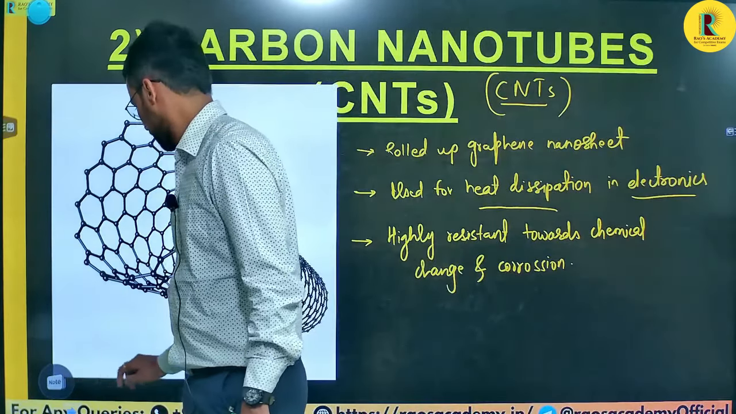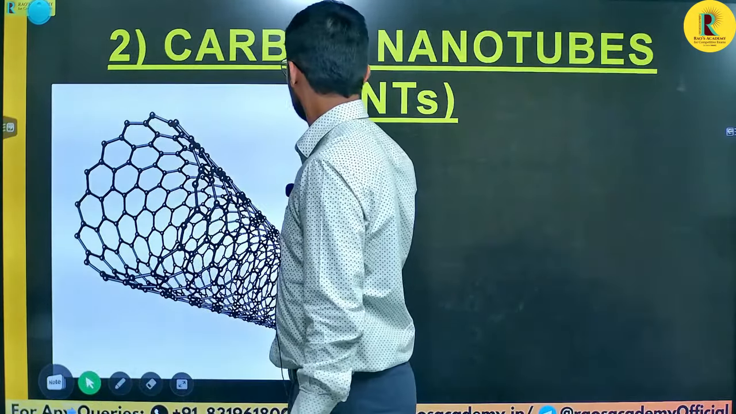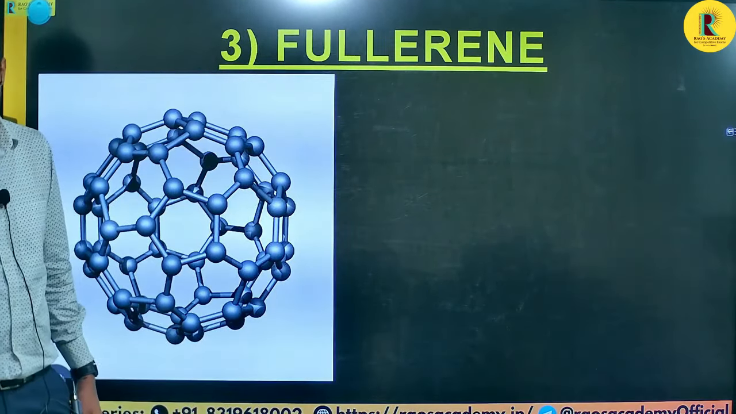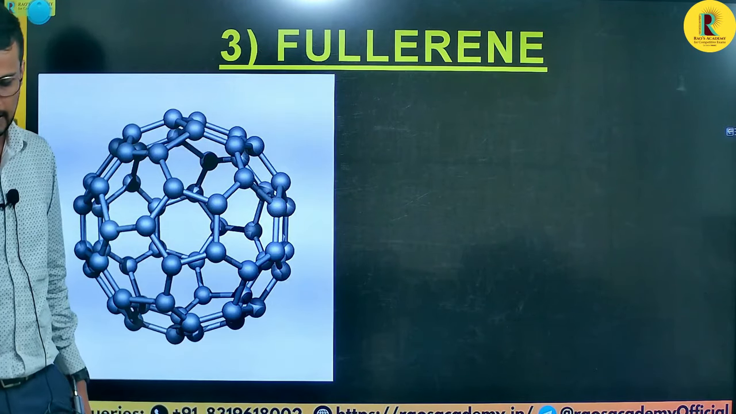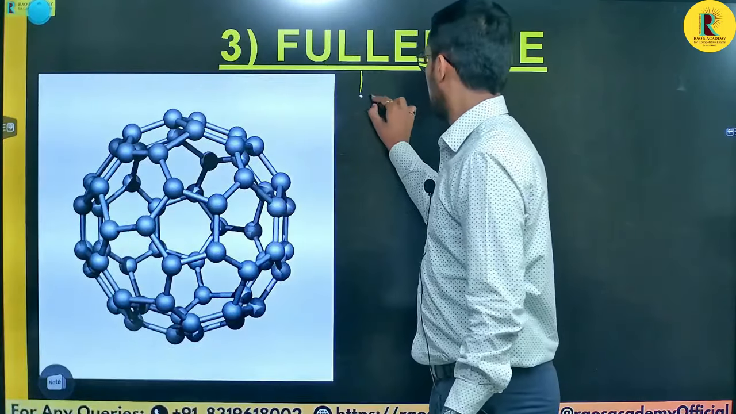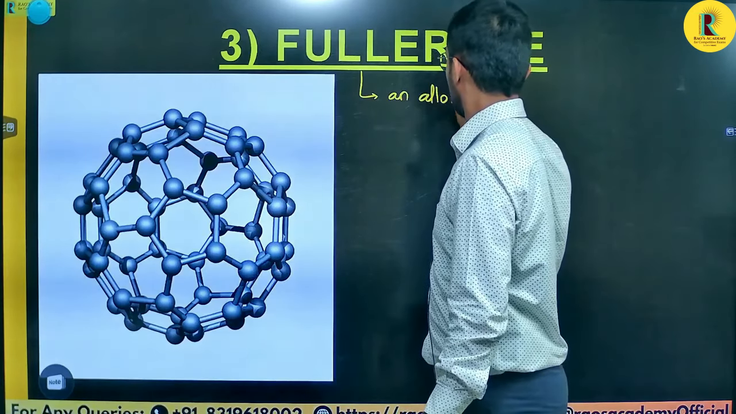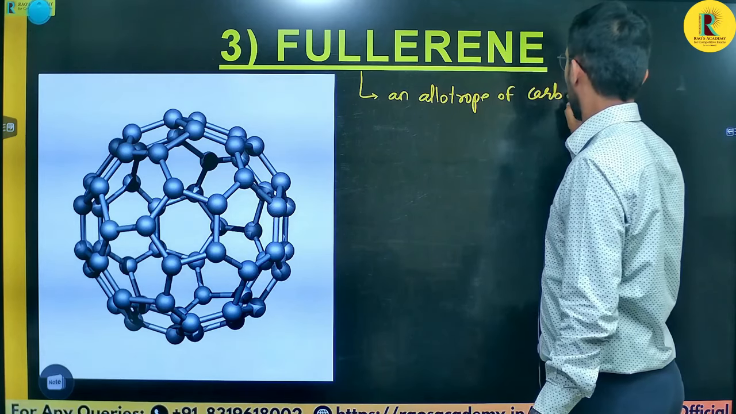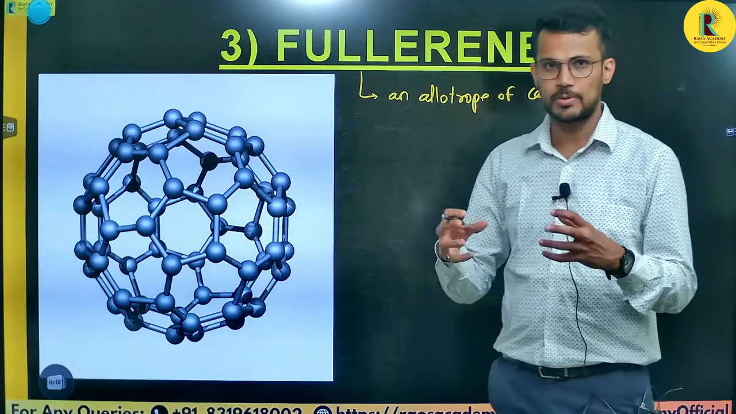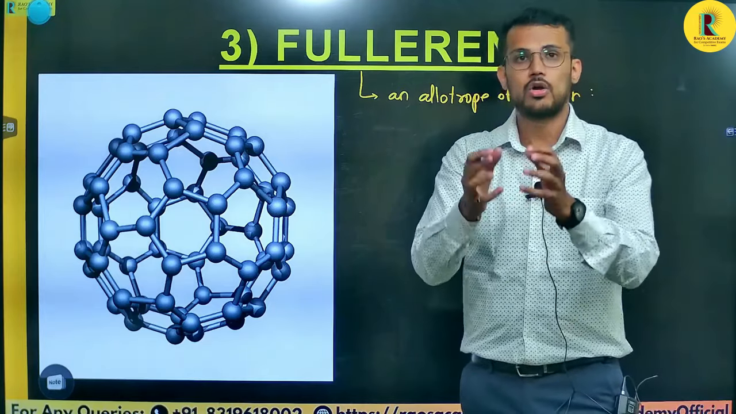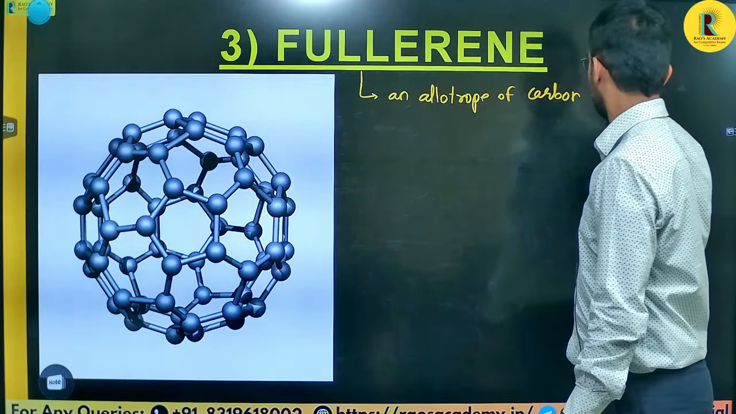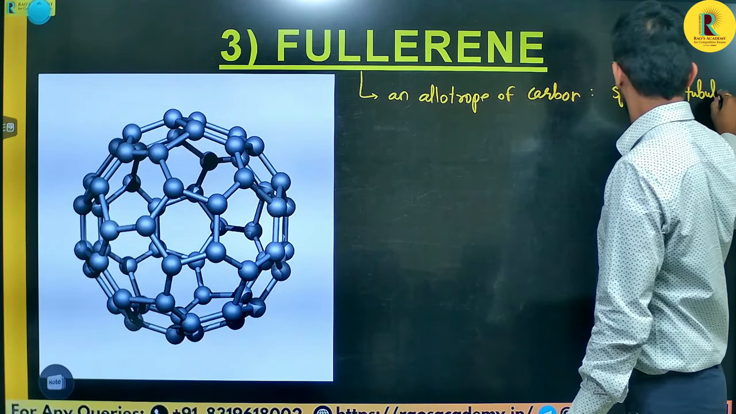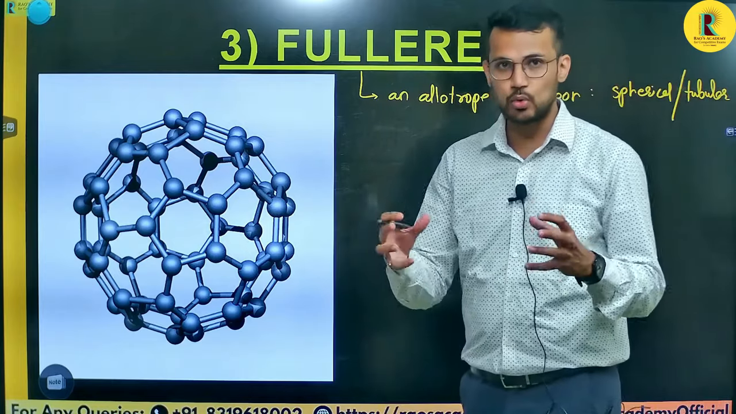Next, the third important structure is fullerenes. So what are fullerenes? Fullerenes are an allotrope of carbon where carbon atoms are arranged in spherical or tubular form. That is what fullerene is, an allotrope of carbon.